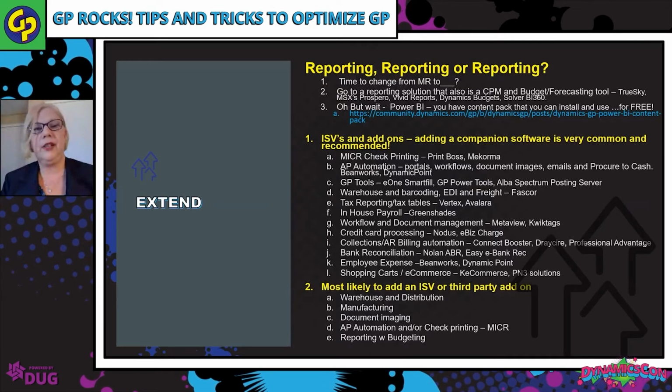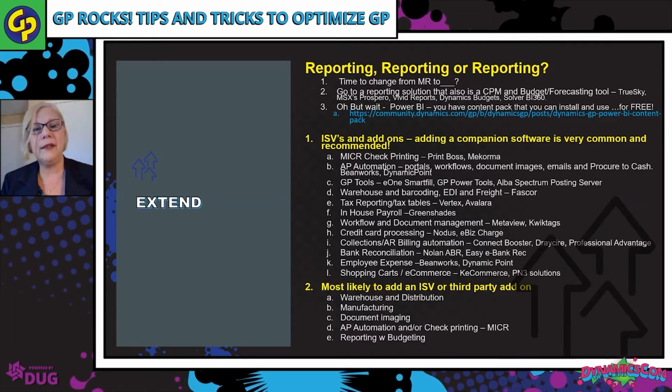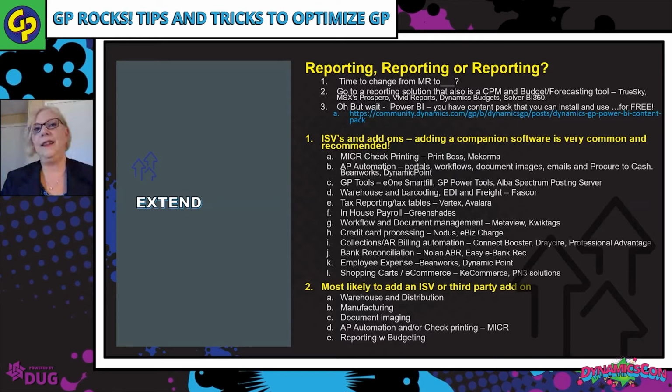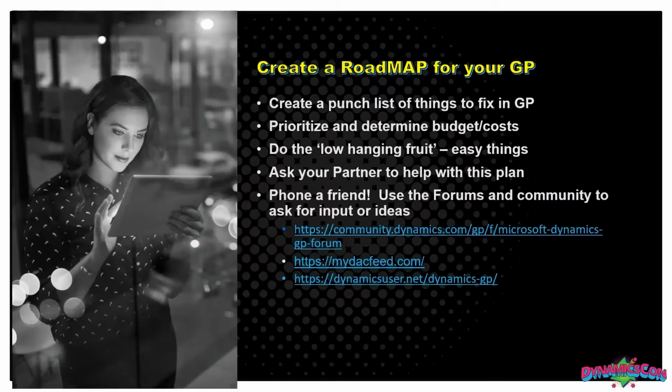Bank reconciliations and employee expense reporting and shopping carts. There are all kinds of things that you can add in to help modernize and extend GP. So what I recommend is, create a roadmap for your GP system. Basically get a punch list, right? Get a list of the gaps, the things you need to do.